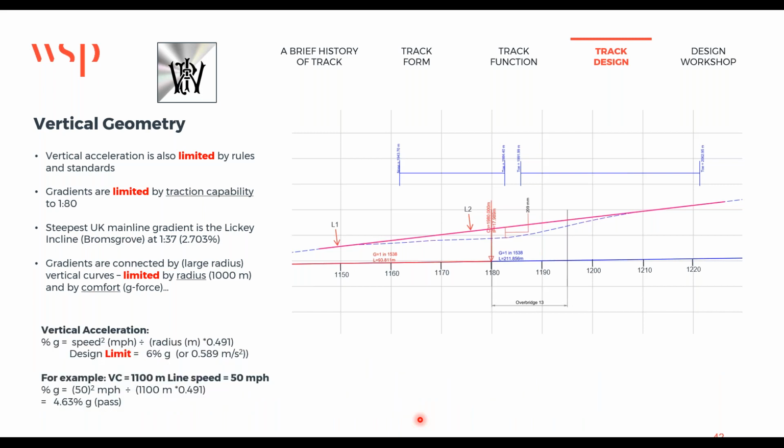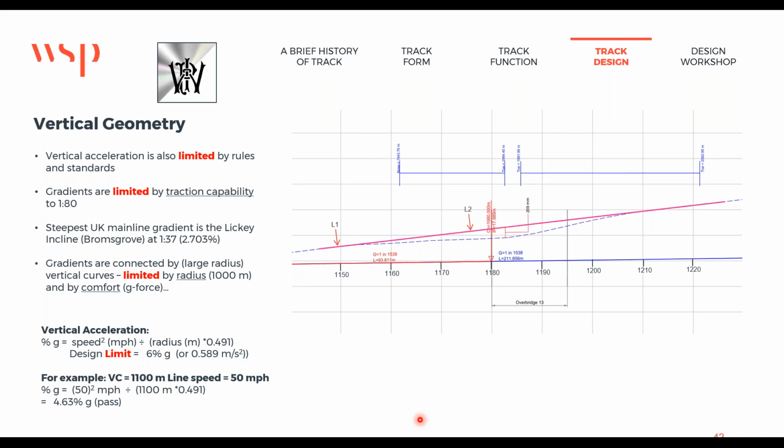I mentioned the other limit, vertical acceleration. So gravitational force is your G-force that you feel. We limit these in vertical travel as a percentage of gravity. And that's speed in miles per hour divided by the radius in meters times 0.491. If your speed was in kilometers per hour, the 0.491 would be a different number. The design limit in the UK is 6% G, which isn't very much at all, 6%. And that's 0.589 meters per second per second.